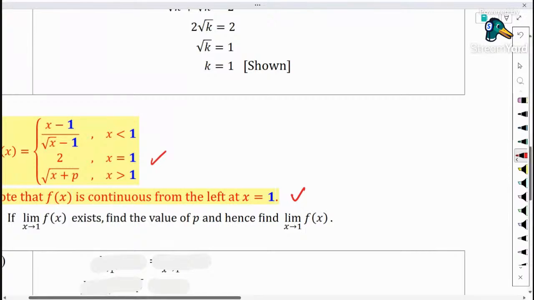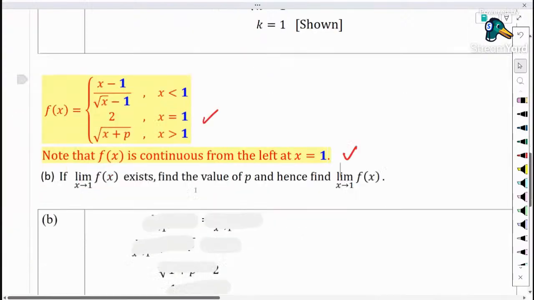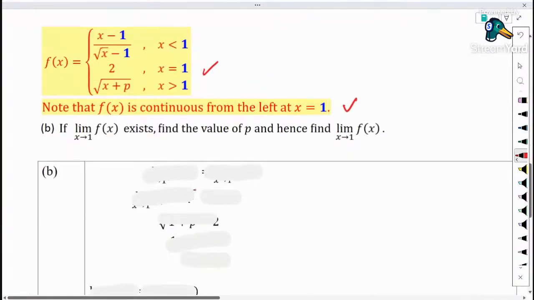We proceed with our calculation with this info after we get the k value for the next part, part B. You will show, noting that the limit x approach to 1 exists, find the value of p, and then find this limit. Just now we just know the limit exists, but what is the exact value? Don't know. So finally, we need to find out after we get the p value. So how shall we get our answer here? With the info here, limit exists, find the p value.